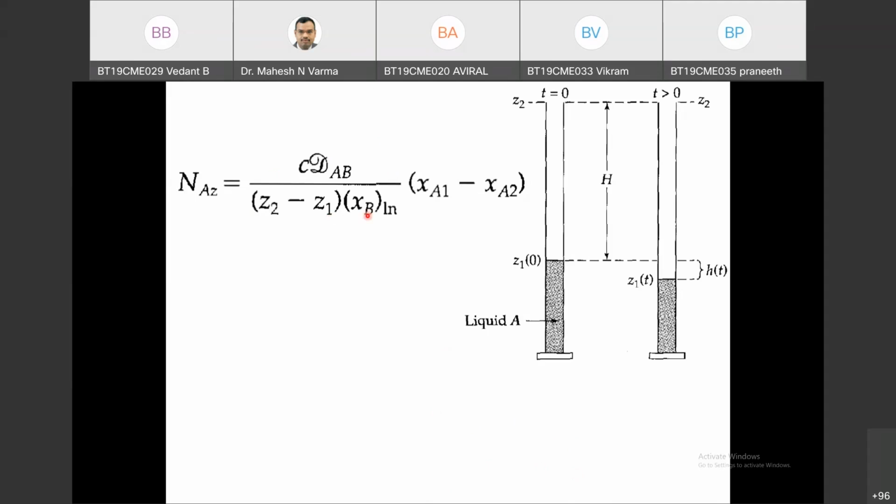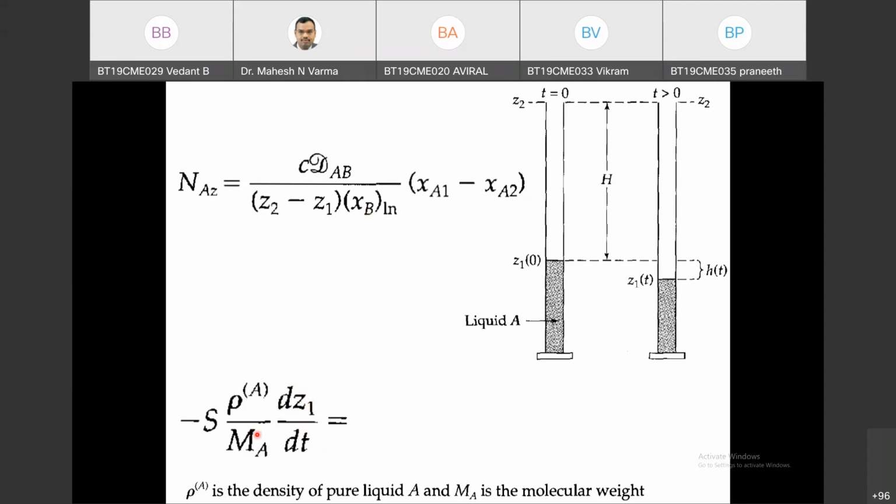Now I need to relate this with time also. So what does this give me? This is the variation of height with respect to time, how the height is changing with time, multiplied by surface area, multiplied by density, divided by molecular mass. What is this? If this is the variation of Z with respect to time, what will this quantity be? S is the surface area, rho A is the density of the liquid, and Ma is the molecular weight of the liquid. What will this quantity be?